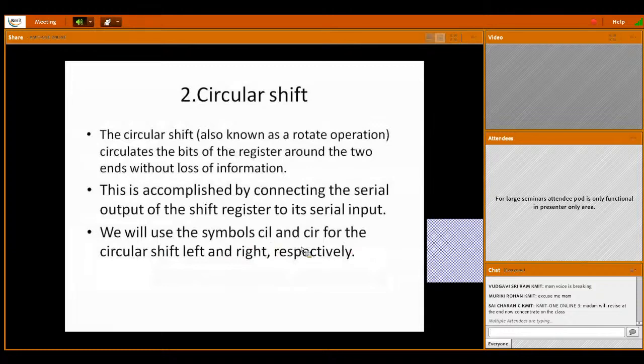CIR means circular shift right. Just consider a register which contains 8 bits. The register is 8 bits.